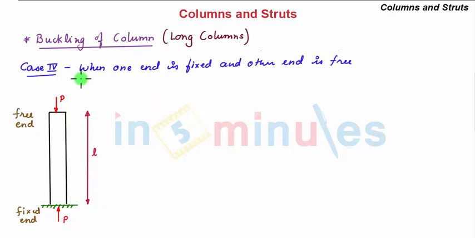Whereas for the fourth and last case of end condition, that is when one end is fixed at the bottom and the other end is free, as shown at the top, the Euler's crippling load or buckling load comes out to be PE is equal to pi square EI upon 4 L square.